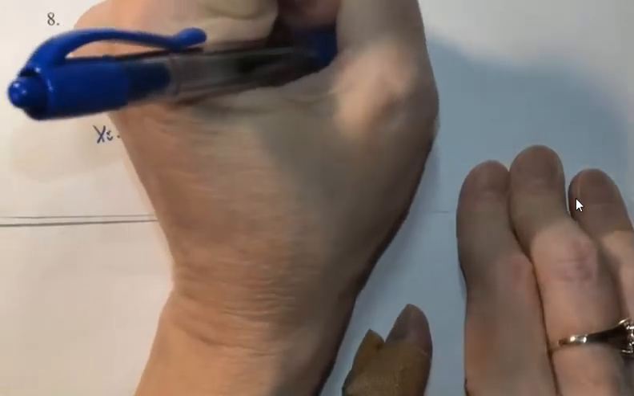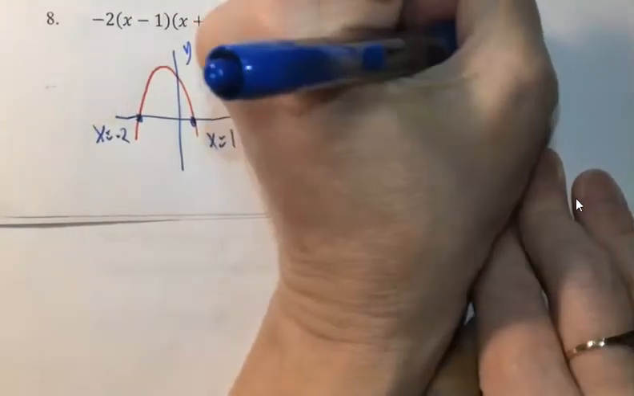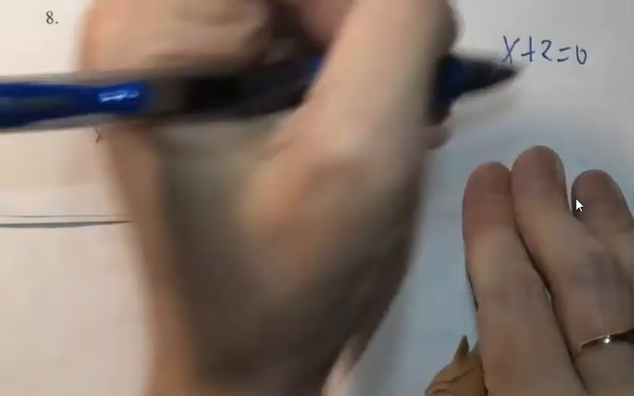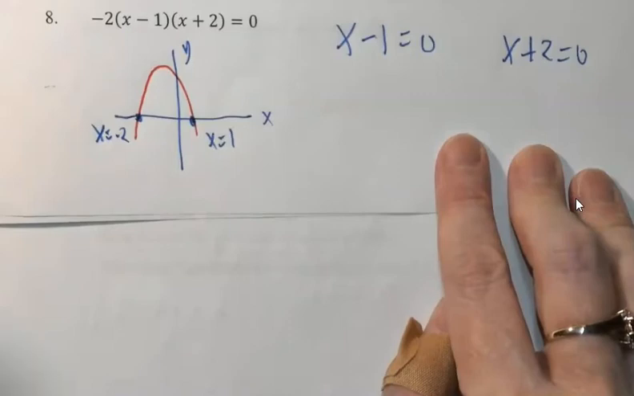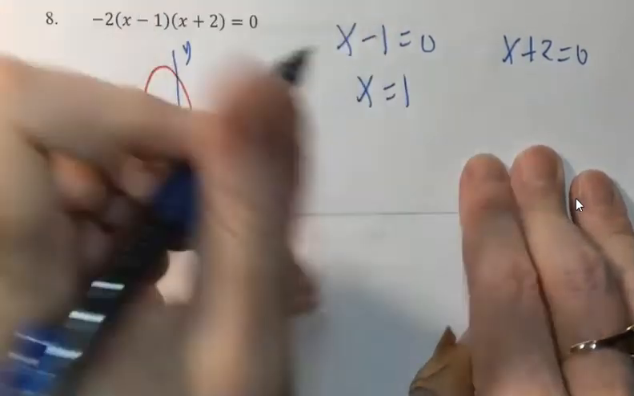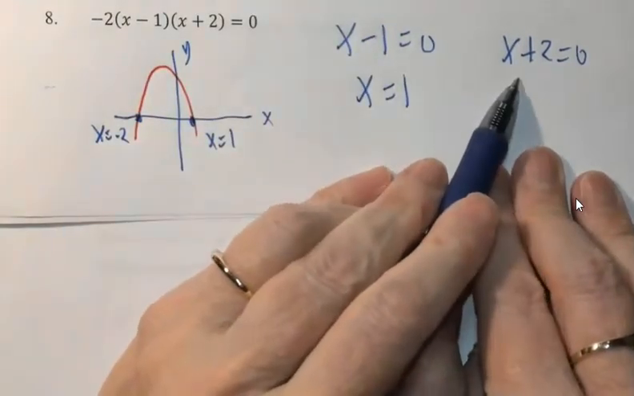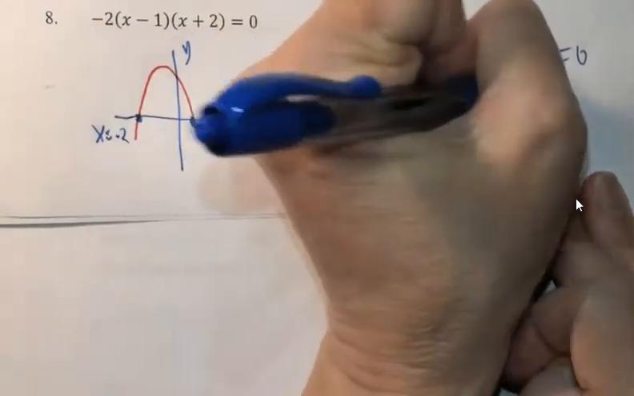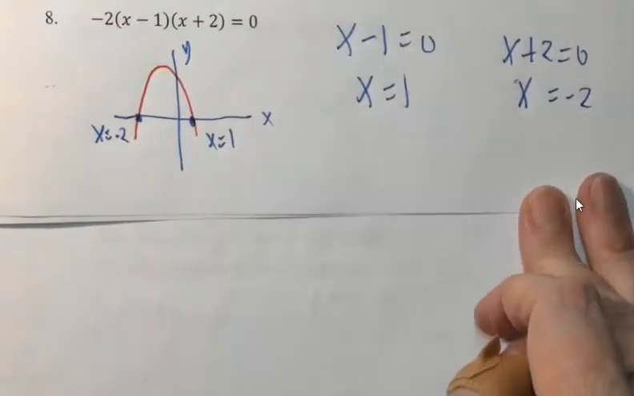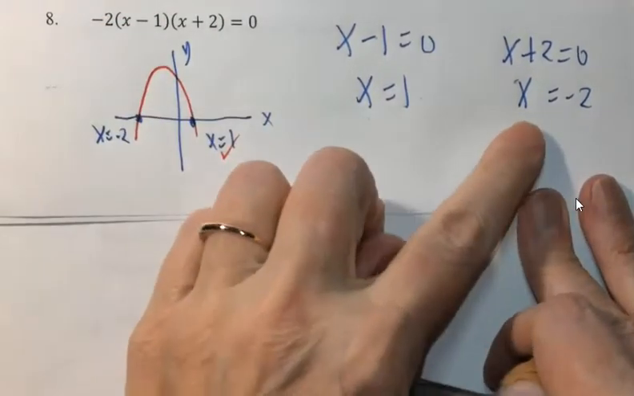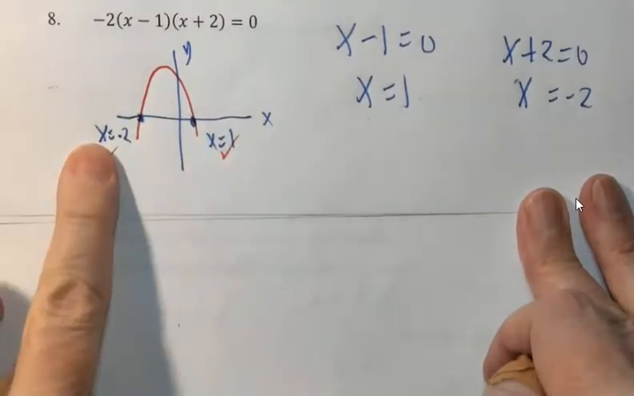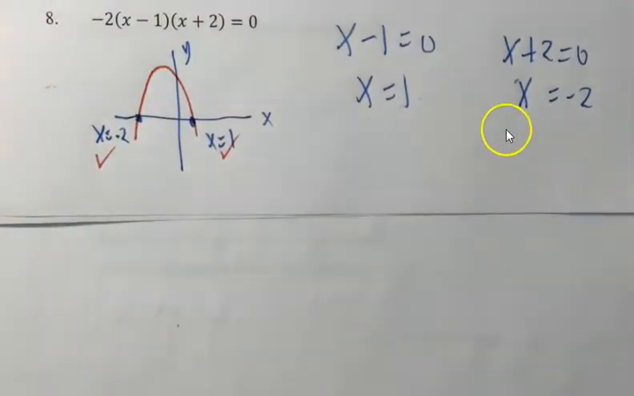So we'll take x minus 1 and set it equal to 0, and x plus 2 equal to 0. On this one, you'll add 1 to both sides, and you'll get x is equal to +1. And this one, you'll subtract 2 from both sides, and you'll get x is equal to -2. As you can see, both of those are the numbers in our graph. So x equals 1 was here, so that one works. And then x equals -2, that was here. So I am seeing those solutions in my graph.